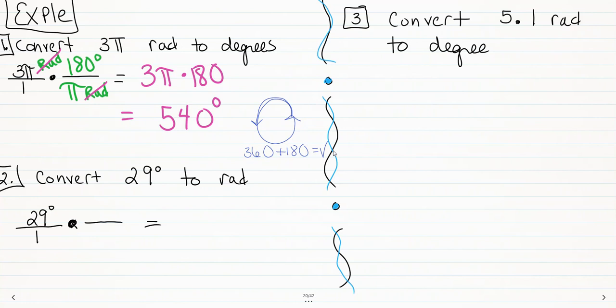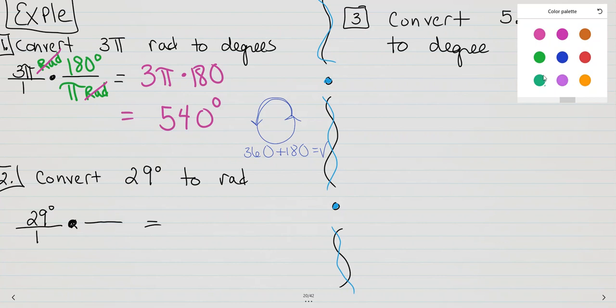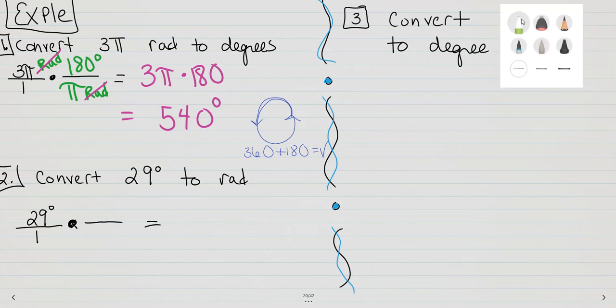However, not all of them are quite as obvious. So you want to still embrace this process. Make sure that you can use a unit fraction to determine the conversion. Let's try another one. We'll go from 29 degrees to radians.